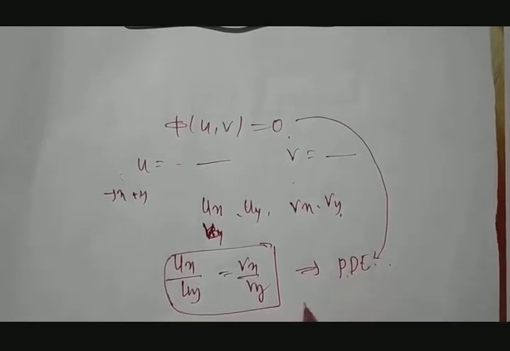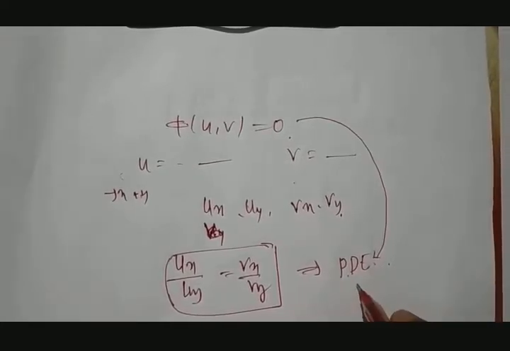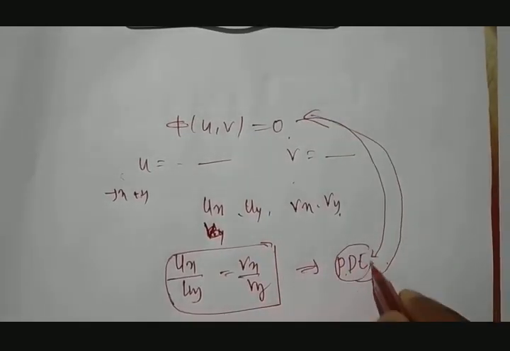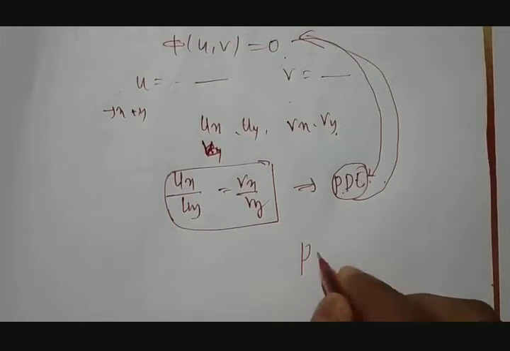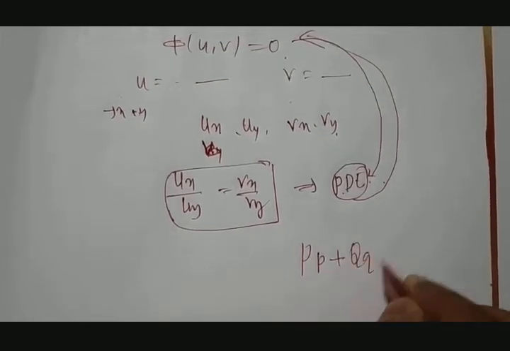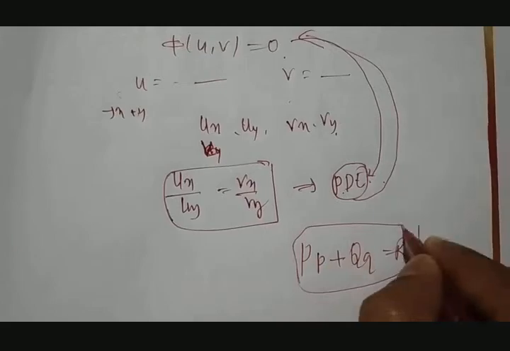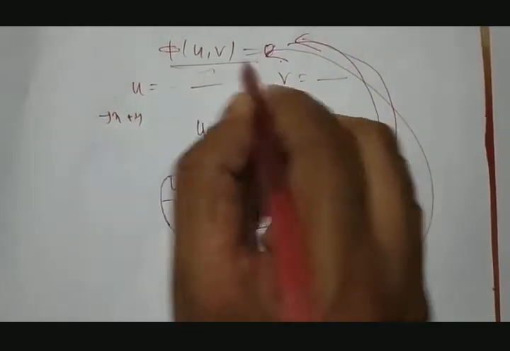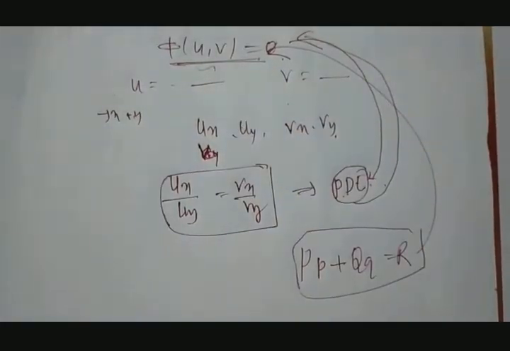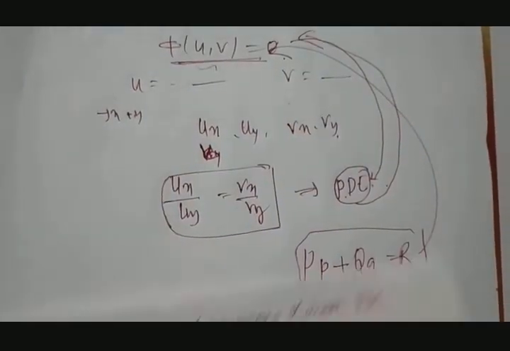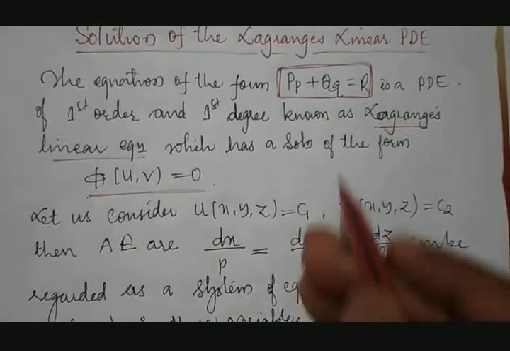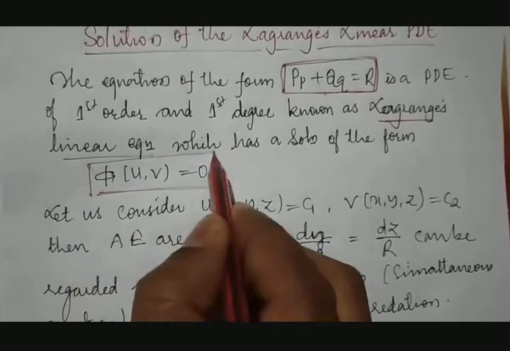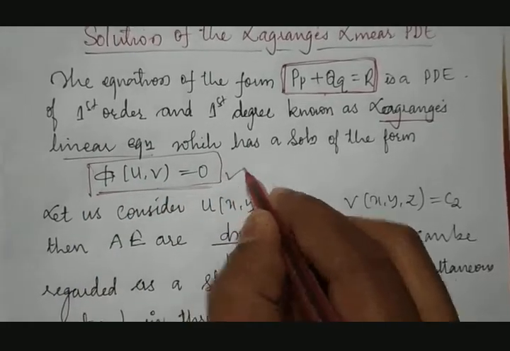Fine. But now this Lagrangian linear partial differential equation is a reverse case of this. Meaning the partial differential equation will be given, in the form of Pp plus Qq equal to R. By using this equation, we need to go back to this solution, that is phi of u comma v equal to 0. Means what? Here, this will be a Lagrangian linear equation. Then this will be the solution of that equation. It will be represented in this format.